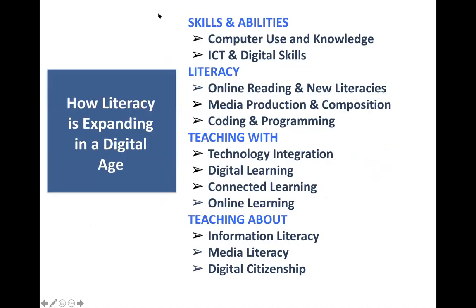So, to give you an understanding about why this topic is so important to me, I have to be transparent about my motives. I am really interested in how literacy is expanding in a digital age, because that's affecting the skills and abilities that we have for making sense of a variety of different kinds of digital texts. It affects the literacy practices of reading and writing themselves. And of course, it affects how we engage in teaching with media and technology, and how we teach about media and technology.